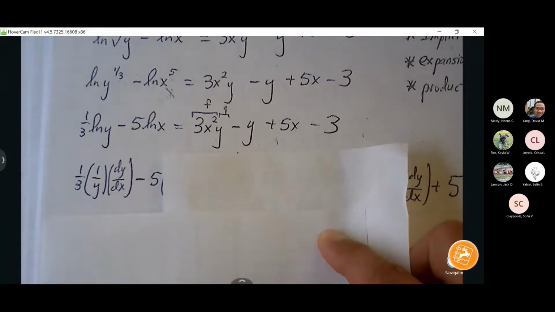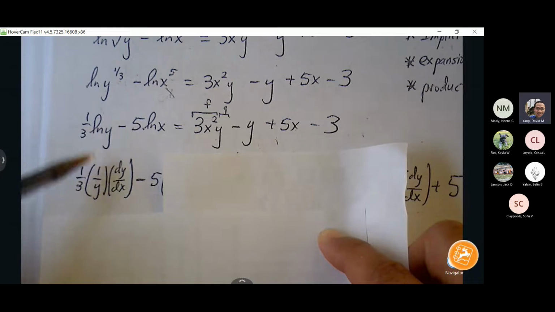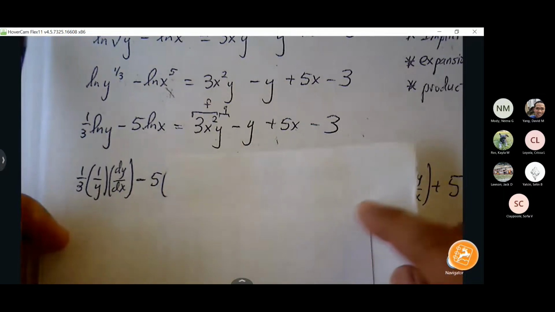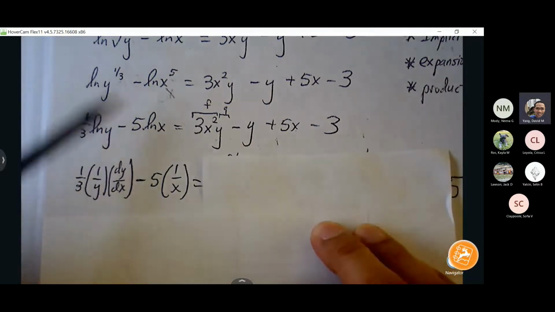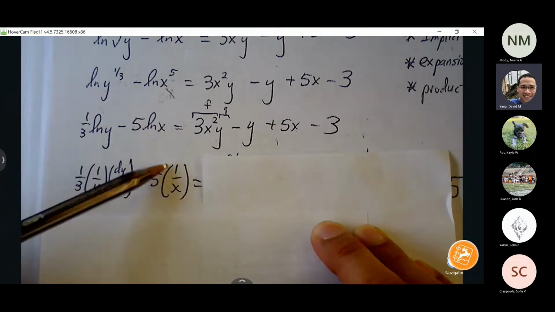Right. Okay, one-third natural log of y: we keep that one-third. Natural log of y becomes u prime over u, so 1 over y. We just took y's derivative, so we need to attach dy/dx. Okay, 5 natural log of x: the 5 stays. Natural log of x becomes u prime over u, so 1 over x.